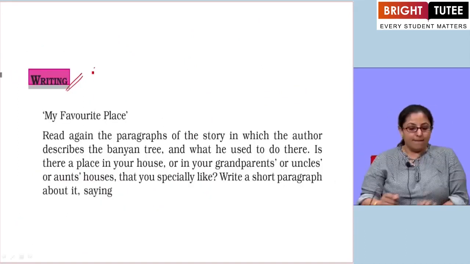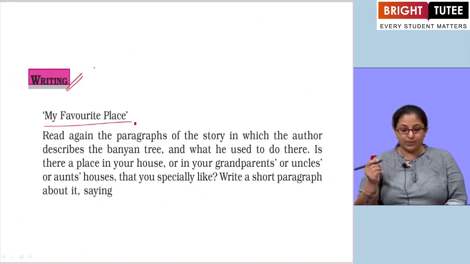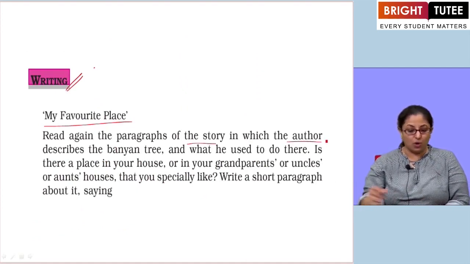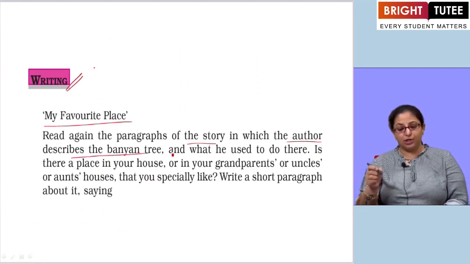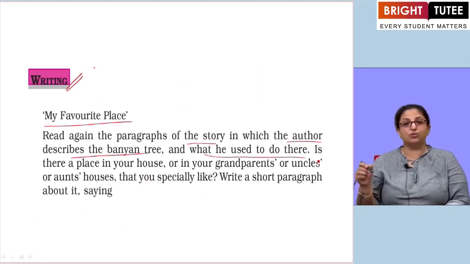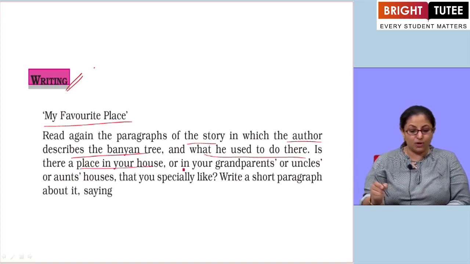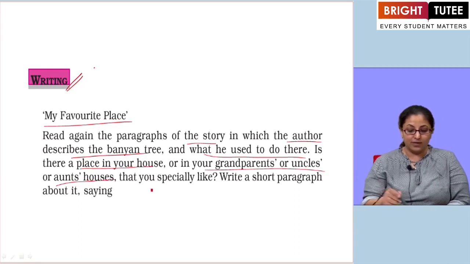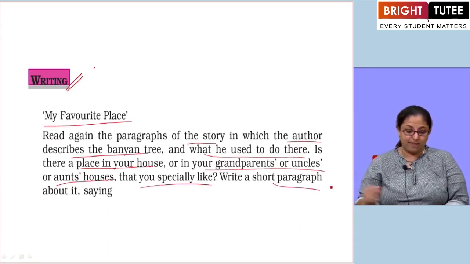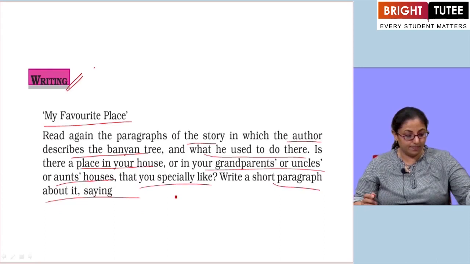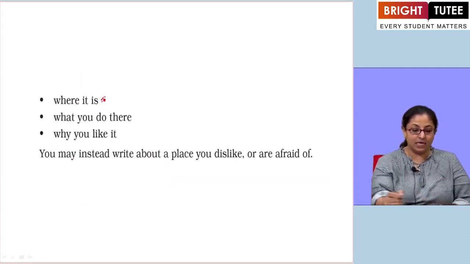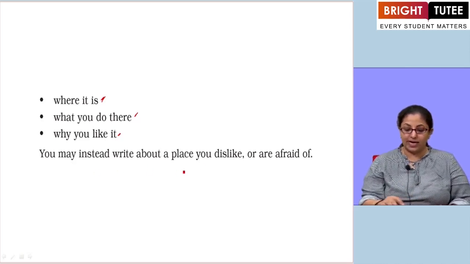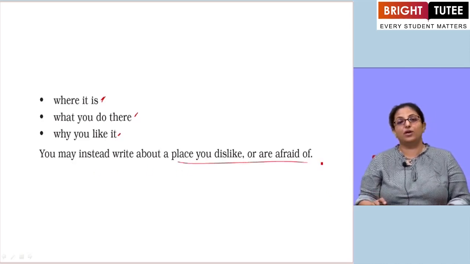Writing part. My favorite place. Let's read this. Read again the paragraphs of the story in which the author describes the banyan tree and what he used to do there. Is there a place in your house or in your grandparents' or uncles' or aunts' houses that you especially like? Write a short paragraph about it saying where it is, what you do there, why you like it. You may instead write about a place you dislike or you are afraid of.